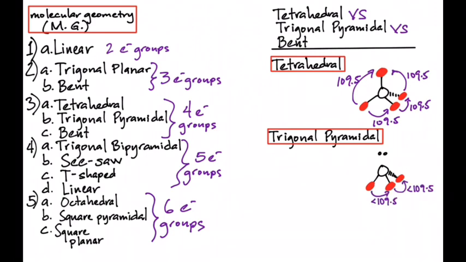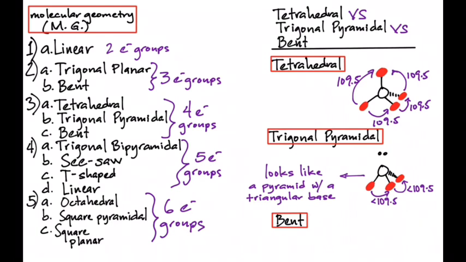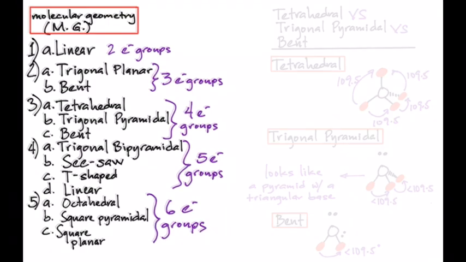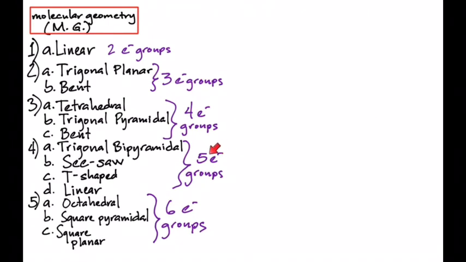And lastly, if you were to replace one more terminal atom with a lone pair, then what you have is a bent molecular geometry, and it looks something like this. So you have 2 lone pairs of electrons and 2 bonding pairs. And so the bond angle between the 2 terminal atoms will still be less than 109.5 degrees. For molecules with 5 electron groups, you can have 4 different molecular geometries. You could either be trigonal bipyramidal, seesaw, T-shaped, or linear.